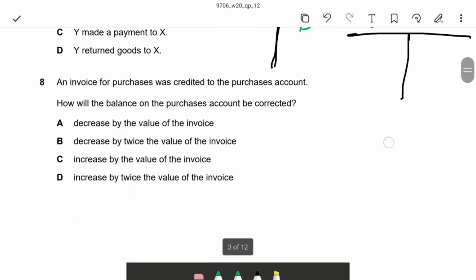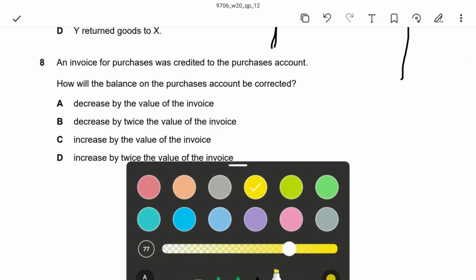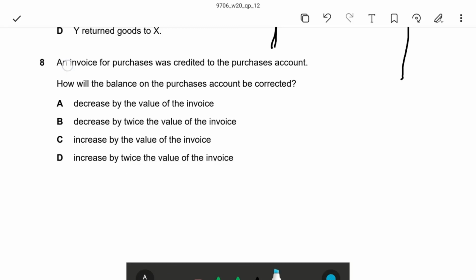Next, an invoice for purchase was credited to the purchase account. The credit purchase, by mistake, they credited to the purchase account. So actually purchase is a debit. Here there are two mistakes. How will the balance on the purchase account be corrected?